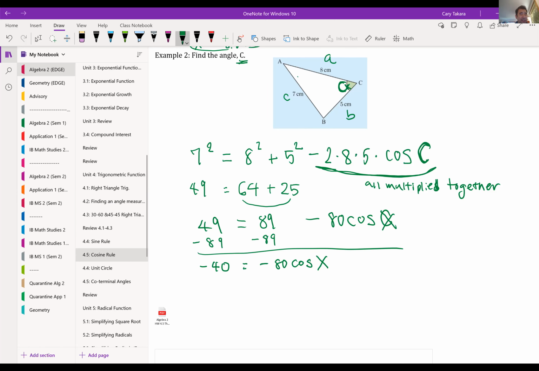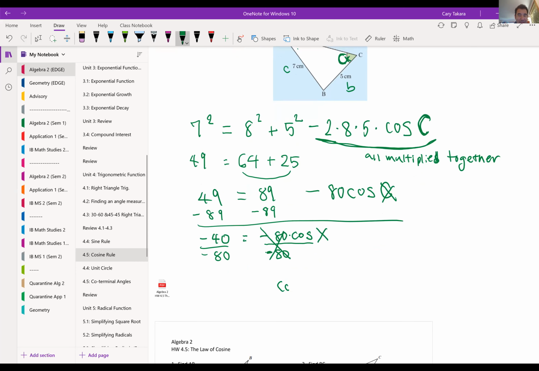Now, what do you think we can do next? Can we get rid of negative 80? That's a multiplied, right? So how do we get rid of that negative 80? We can divide by negative 80. And that cancels out. So now we've got cosine of x equals negative 40 over negative 80. What is that? Negative divided by negative, that's positive. 40 divided by 80, that's 0.5, isn't it? Right? So 0.5, or 1/2. Very good.